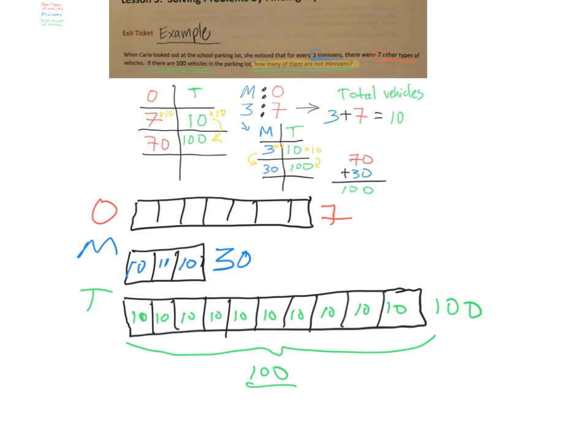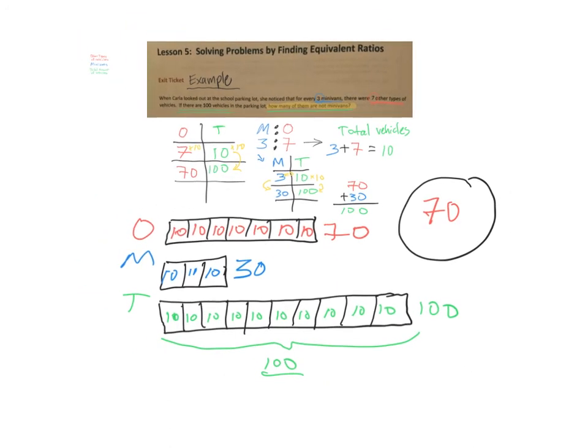Now, whatever we did to the minivans, we also have to do to the other vehicles. So we have 10, 20, 30, 40, 50, 60, and 70. So just again, adding another 0, okay? And then you can see now that that means that 70 are not minivans because they are other types of vehicles, okay? So hopefully those 2 different ways of solving can help you to get this exit ticket 100% correct.